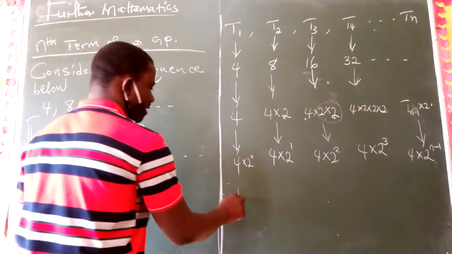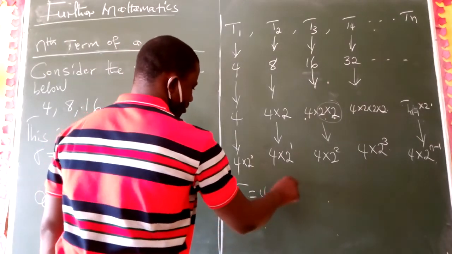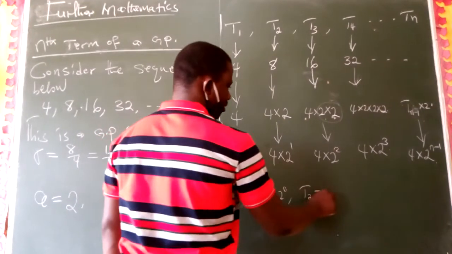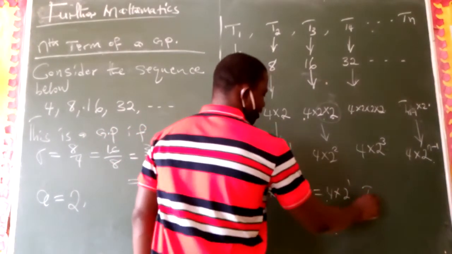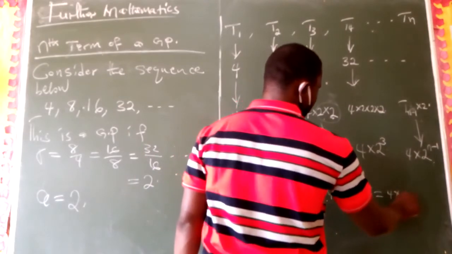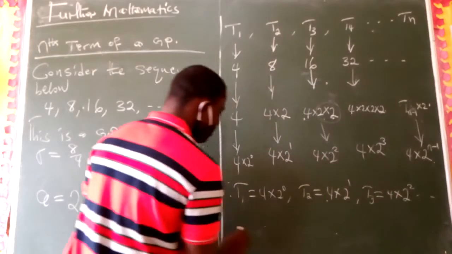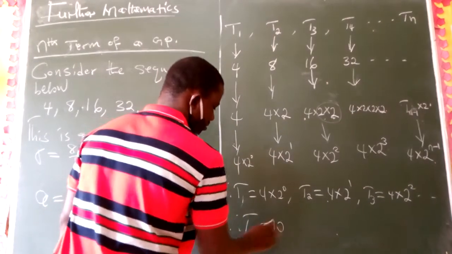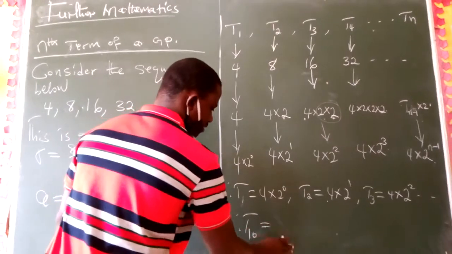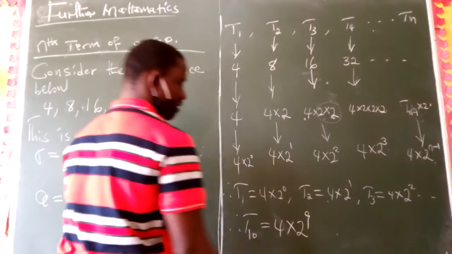And so I can write it as T1 is equal to 4 times 2 raised to power 0. T2 is equal to 4 times 2 raised to power 1. T3 is equal to 4 times 2 raised to power 2, and so on. That means that I can get my T10 as 4 times 2 raised to power 9.